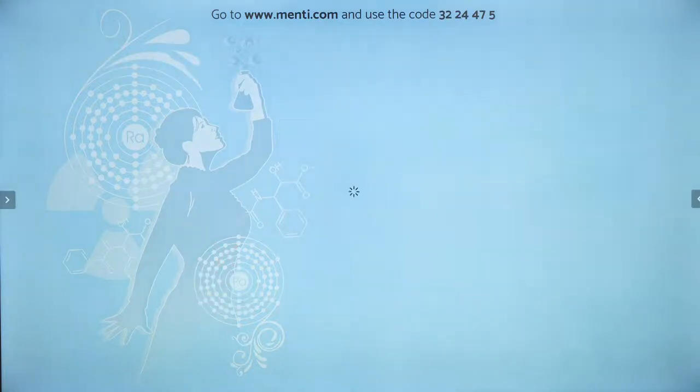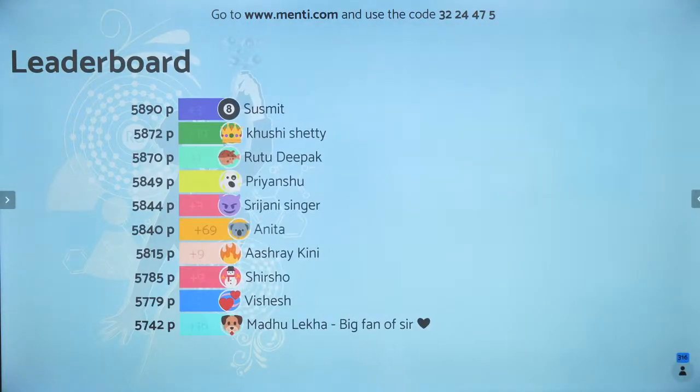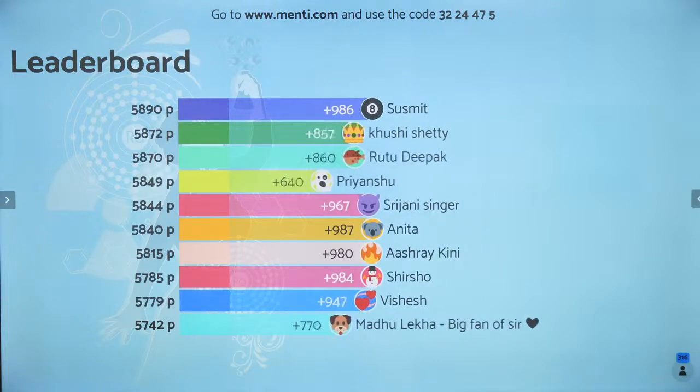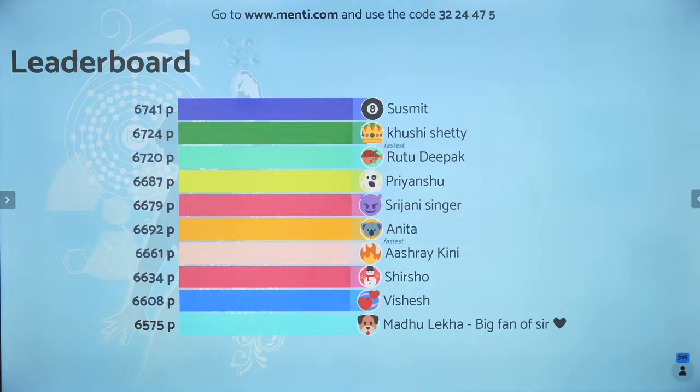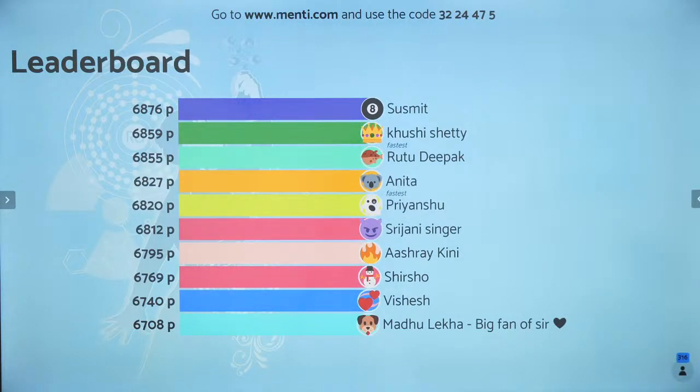That takes me to the leaderboard. And we have got Sushmeet, Kushi, Rutu, Priyanshu, Srijani, Anita, Ashray, Shirsho, Vishesh, Madhulekha. Thank you, Madhulekha. God bless you.